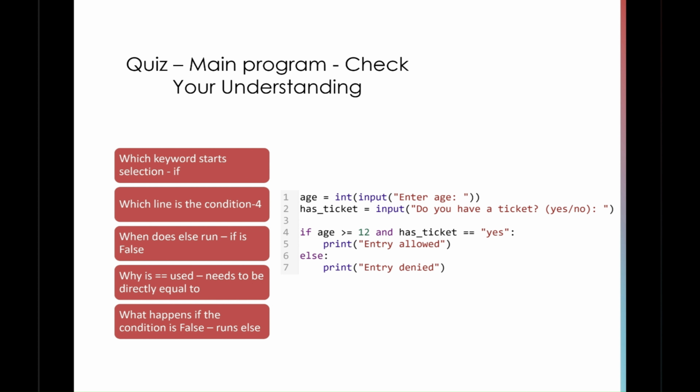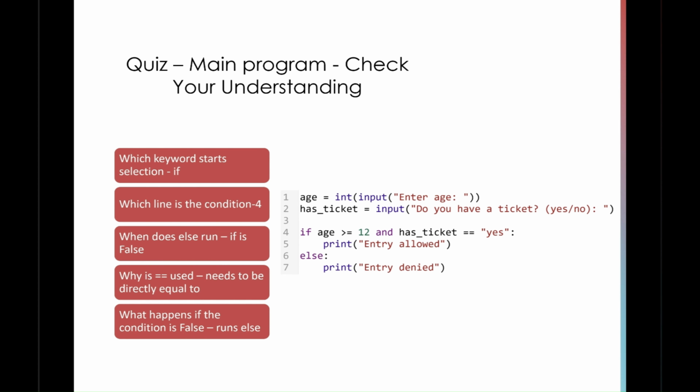Okay, answers. Which keyword starts selection? Is if. Which line is the condition on? It's line number 4, where the if starts. When does else run? It only runs if the condition is false. Why is equal equal used? It needs to be directly equal to. So when has ticket is directly equal to yes, or the input yes, entry's allowed. And what happens if the condition is false? It runs the else statement.